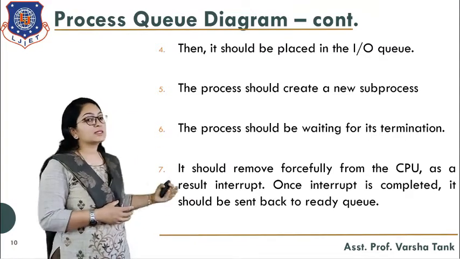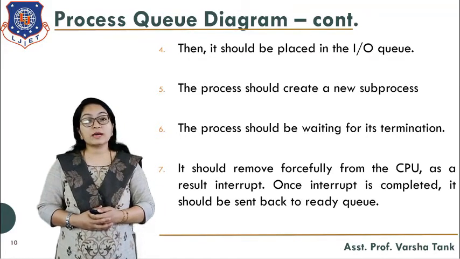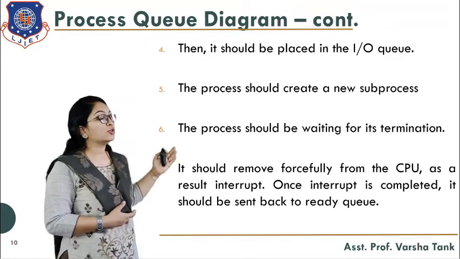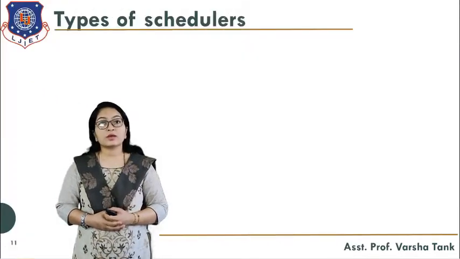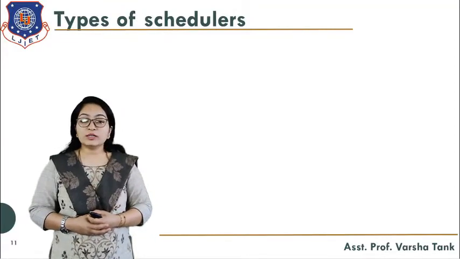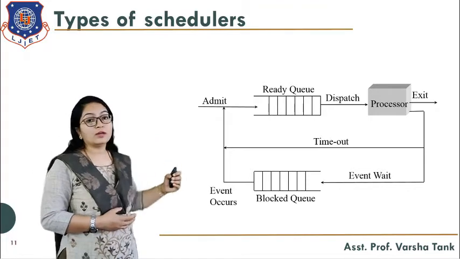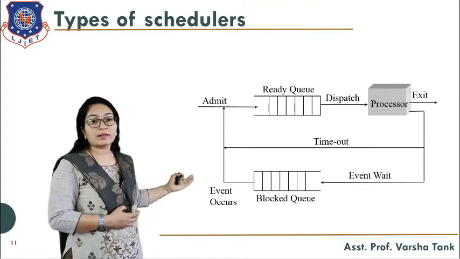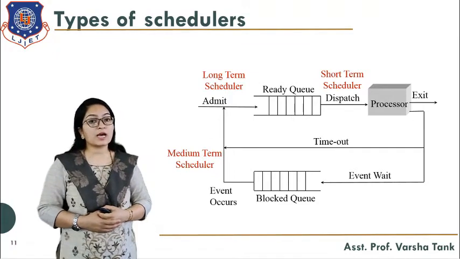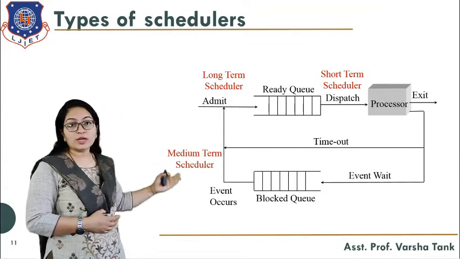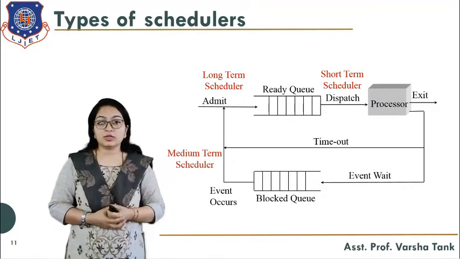So these are the different steps for the process scheduling when the processes are in execution. At that time the scheduler will select the process based on these different states. Now next is, which are the different types of scheduler? So here you can see the ready queue, then the block queue, that means the input output queue. So these are the three different types of the scheduler: the medium term scheduler, long term scheduler, and short term scheduler.